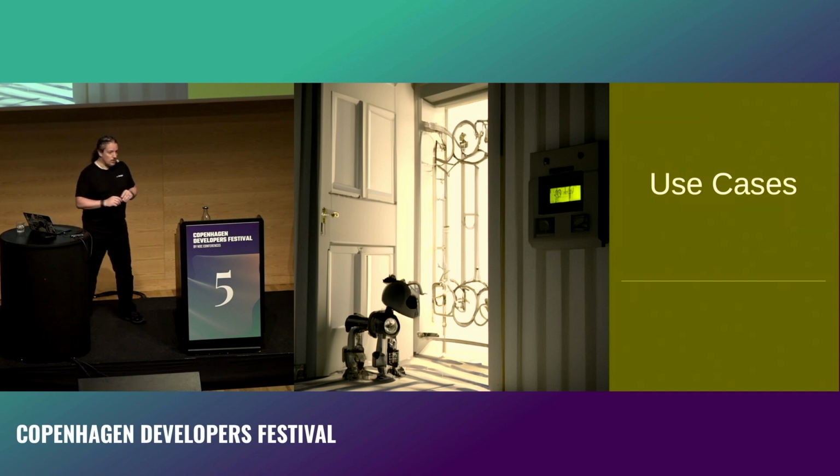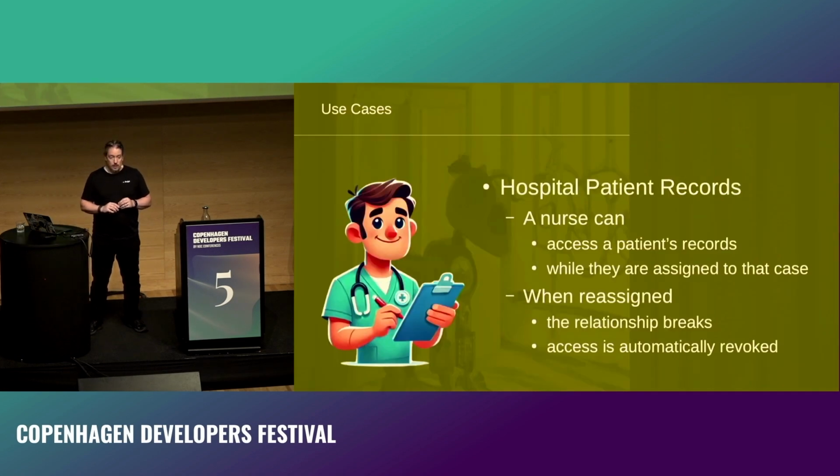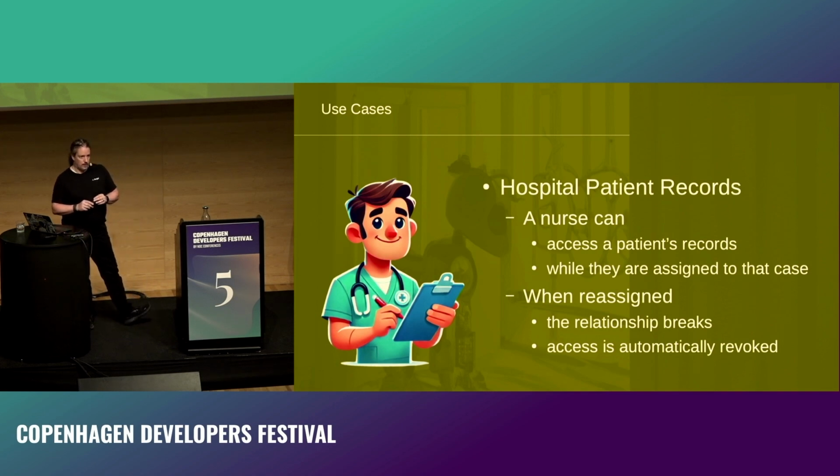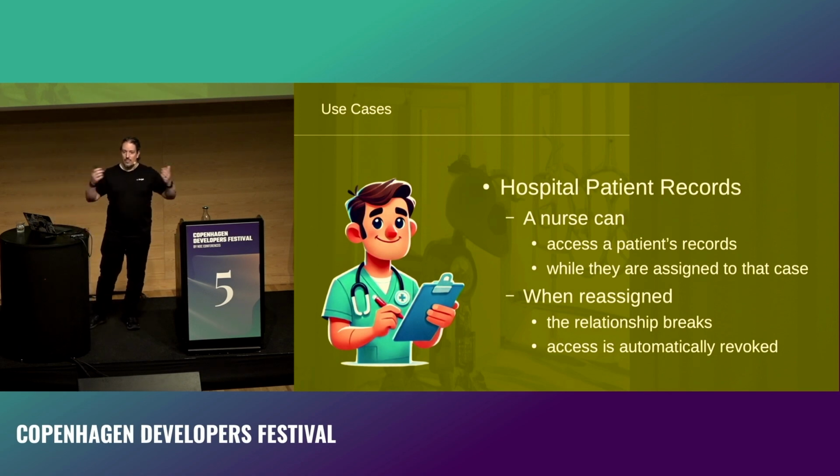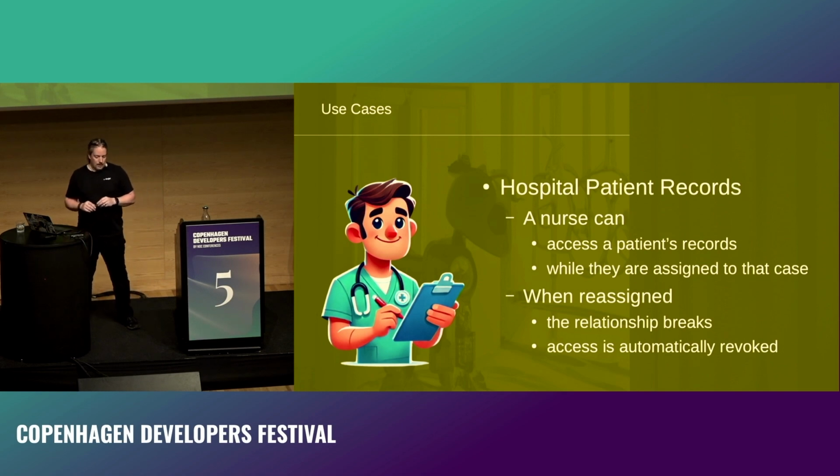So, some use cases. We'll go through these pretty quickly, and then we'll get into some demos. Hospital patient records. This is one that actually came up in a contract that I was doing a couple of years ago. They wanted to make sure that nurses, as they were on roster, so this is where the office hours came in, their roster hours were actually very different to a standard 9 to 5, so we had to make sure that they were actually on roster, that they were assigned to that patient, and if they were reassigned to another patient, or rather that patient was no longer assigned to them, then the relationship would break automatically.